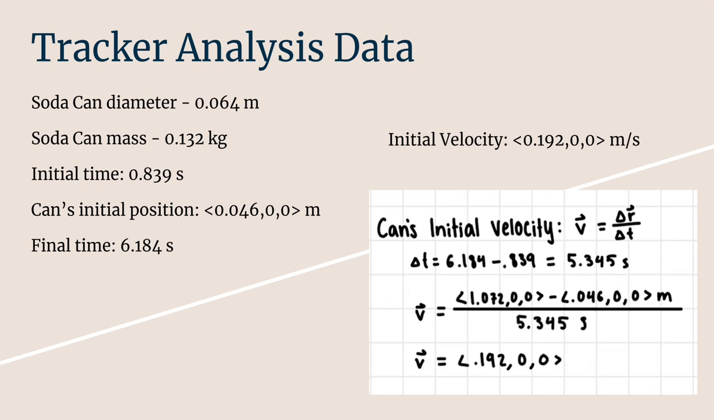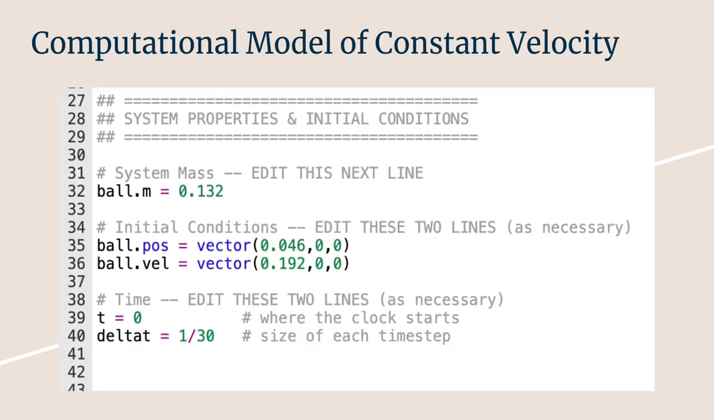The work on the right is what I used to find the can's initial velocity using the change in position divided by the change in time. I got the initial velocity to be the vector 0.19200 meters per second. Here's my GlowScript code, which I used to find the computational model of the constant velocity. Here I entered the mass of my soda can, which I found on the previous slide, as well as the initial position and velocity vectors, which I also found on the previous slide.